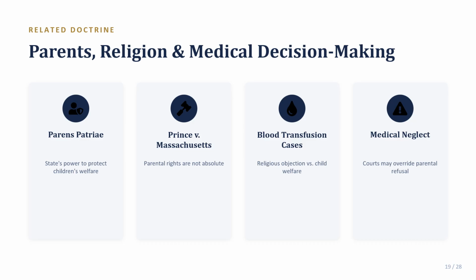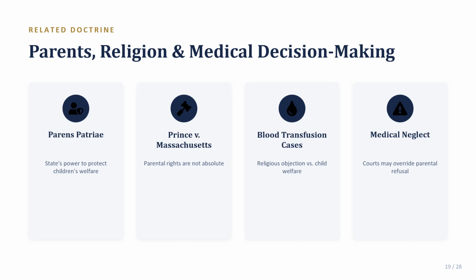First, we have parens patriae, and it's our foundational doctrine. Okay, it's the state's inherent power to protect the welfare of children and other individuals who cannot fully protect themselves. All right, this is a very old doctrine with roots stretching all the way back to the English common law. And it operates as a kind of background check on parental authority in situations involving risk to a child's welfare.